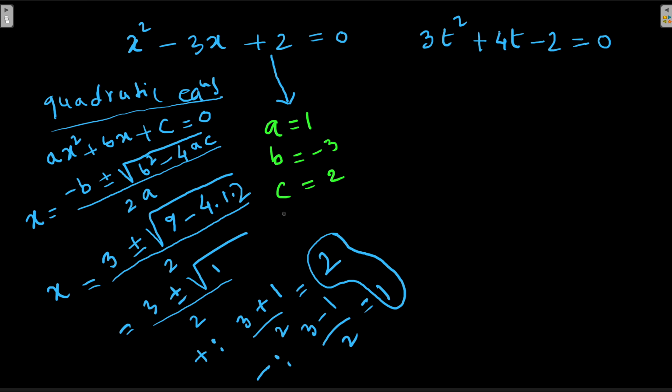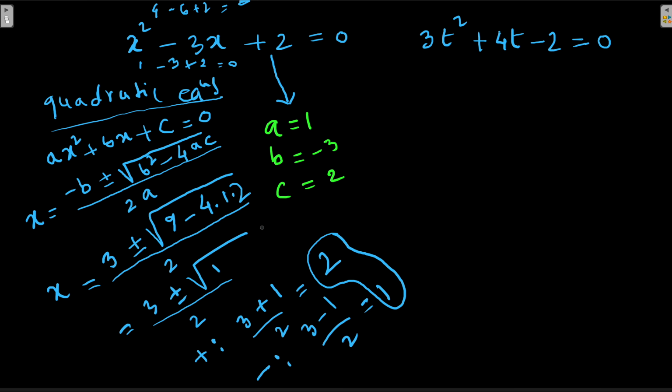If you want to check, put x equal to 2 here. 2 squared gives 4, minus 3 into 2 gives minus 6, plus 2. Check, this must be 0. Minus 6 plus 6, this is 0. Similarly, if you put x equal to 1, this is 1 minus 3 plus 2, which is also giving you 0. So basically these are the solutions. In this case they are called roots of this quadratic equation. So what are roots here?